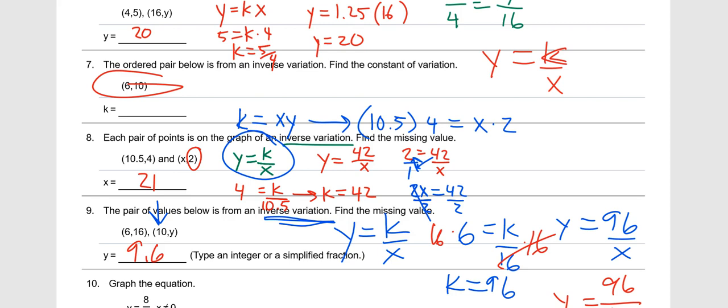K divided by 6 equals 10. What do you got, Mr. Barr? If you plug in 6 and 10. Is that right? The k value is the number you have up there. Mr. Barr, did you get it? It is 60, thank you very much. Right, 6 times 10 is 60.